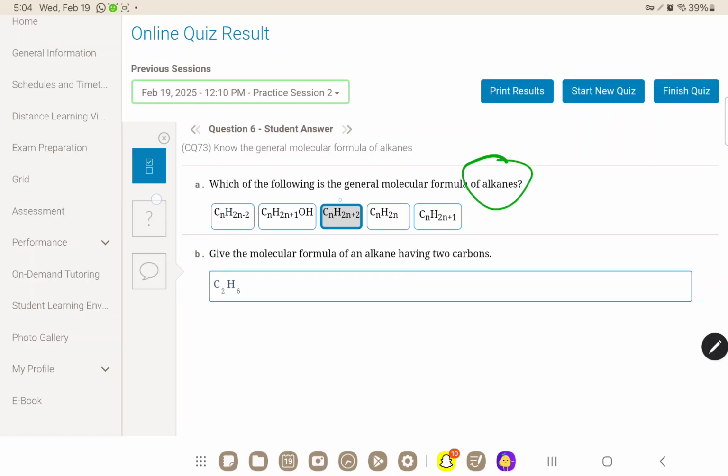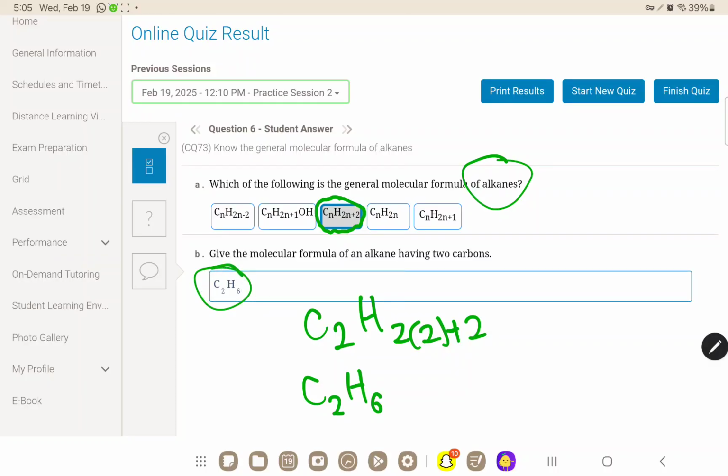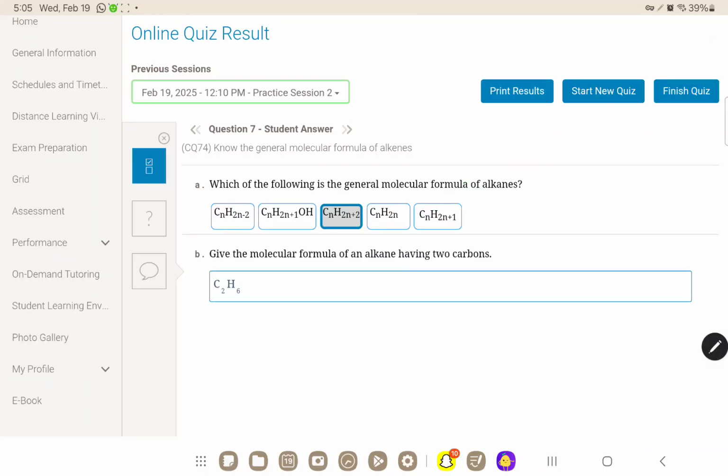And this is for alkanes. This is what I told you about, CnH2n+2. Now, if it has 2 carbons, so n is 2. H, 2 times 2 plus 2. So C2H, 2 times 2 is 4, 4 plus 2 is 6. C2H6. Now, sorry, I didn't realize I skipped the question.